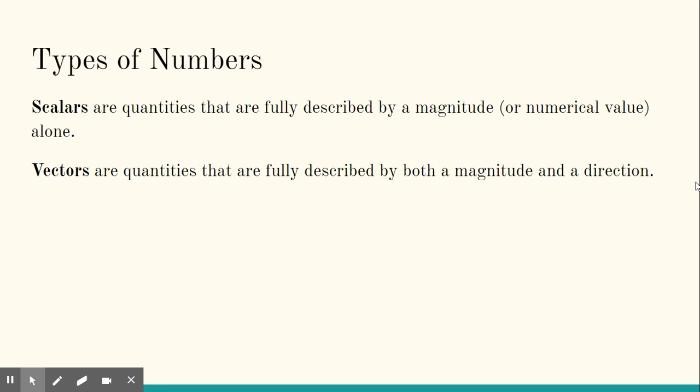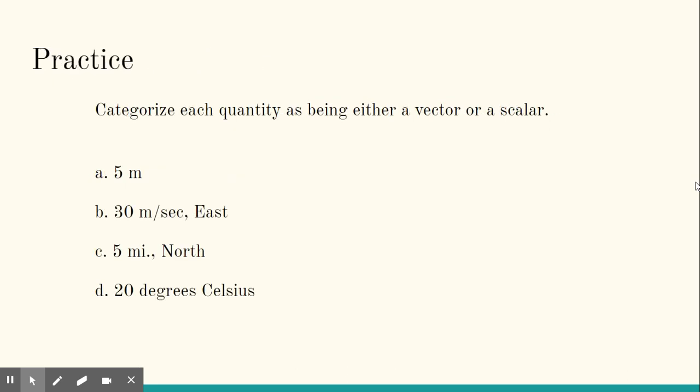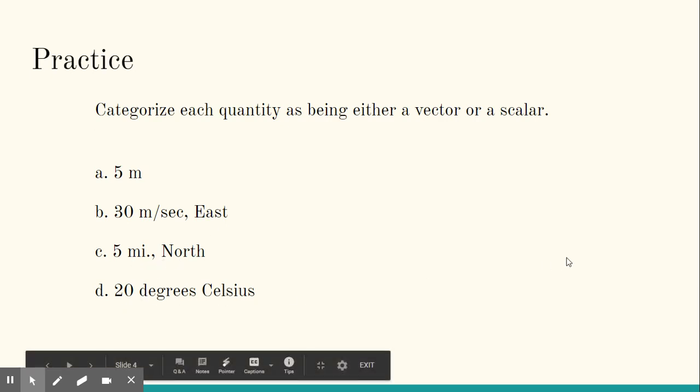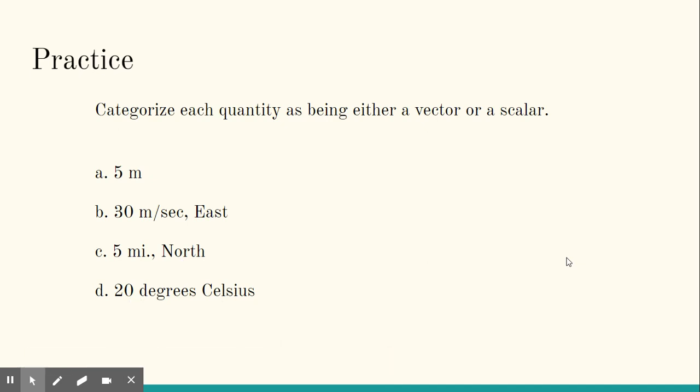Scalars are quantities that just have a magnitude or number. Vectors have a magnitude and a direction. So let's talk about some examples, and I'll have you figure out whether you think they are vectors or scalars. So, 5 meters, 30 meters per second east, 5 miles north, or 20 degrees Celsius. I want you to try that, figure out what you think each of them are, and then I'll tell you.